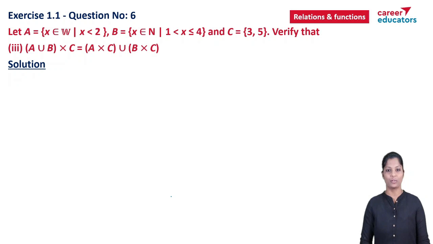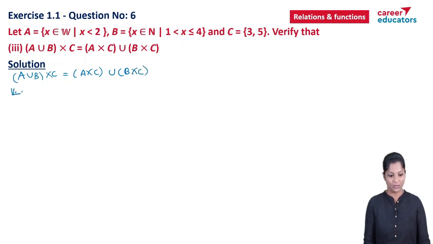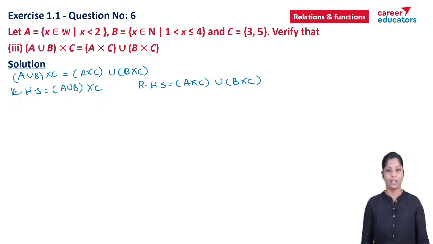In the third subdivision, we have to check whether A union B cross C is equal to A cross C union B cross C. Consider LHS equal to A union B cross C and RHS equal to A cross C union B cross C. To find LHS, we have to find A union B, then we have to do the Cartesian product of A union B and C. A union B equal to, write all the elements of A: 0, 1, union, write all the elements of B: 2, 3, 4.